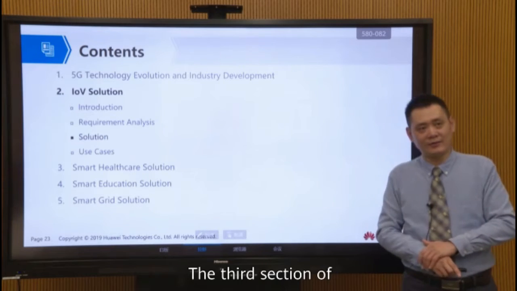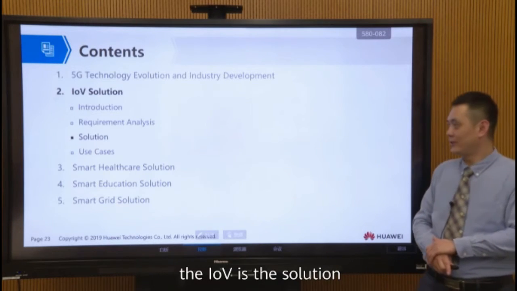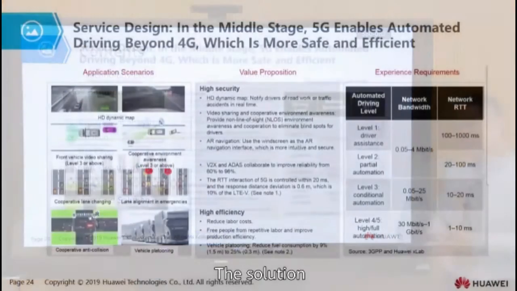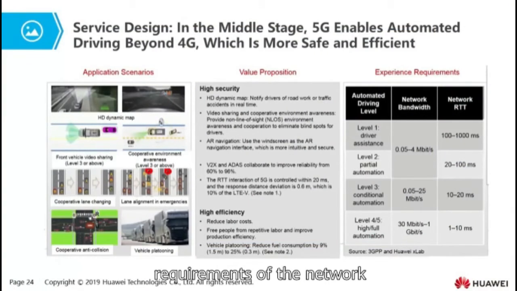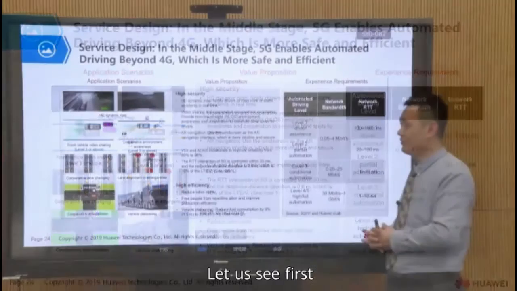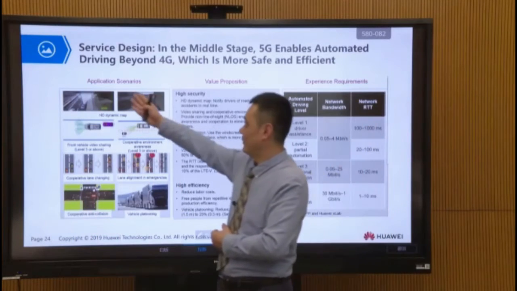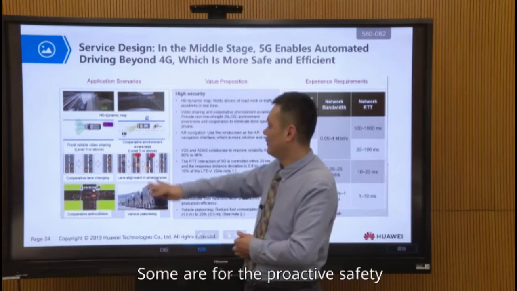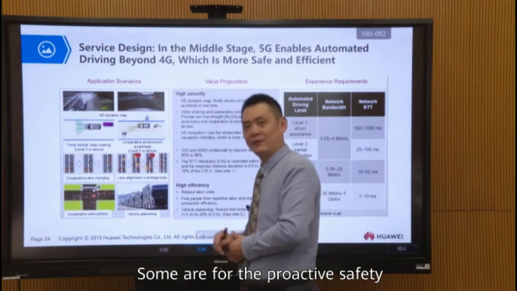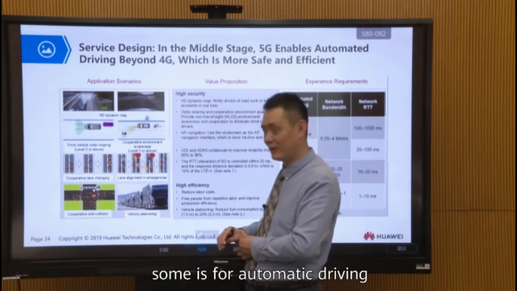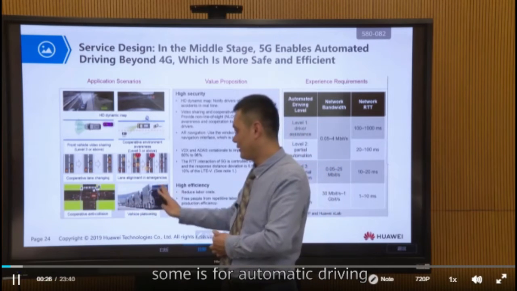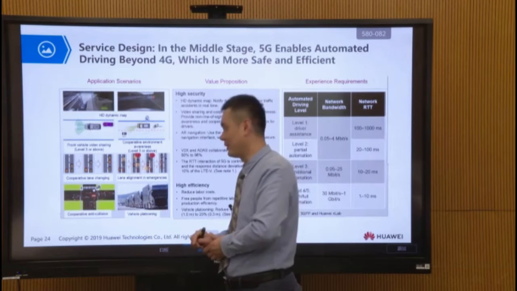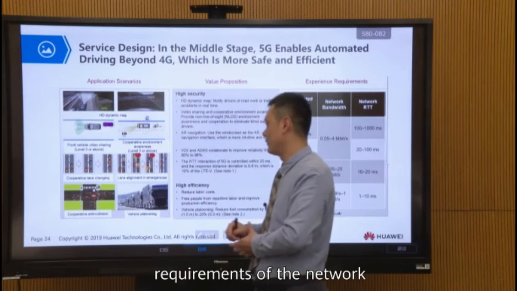And the third section of the IoV is the solution. For the solution, we have some requirements of the network. Let us see first. These are the application scenarios. Some are for proactive security or safety. Some are for automated driving. They have different requirements of the network.